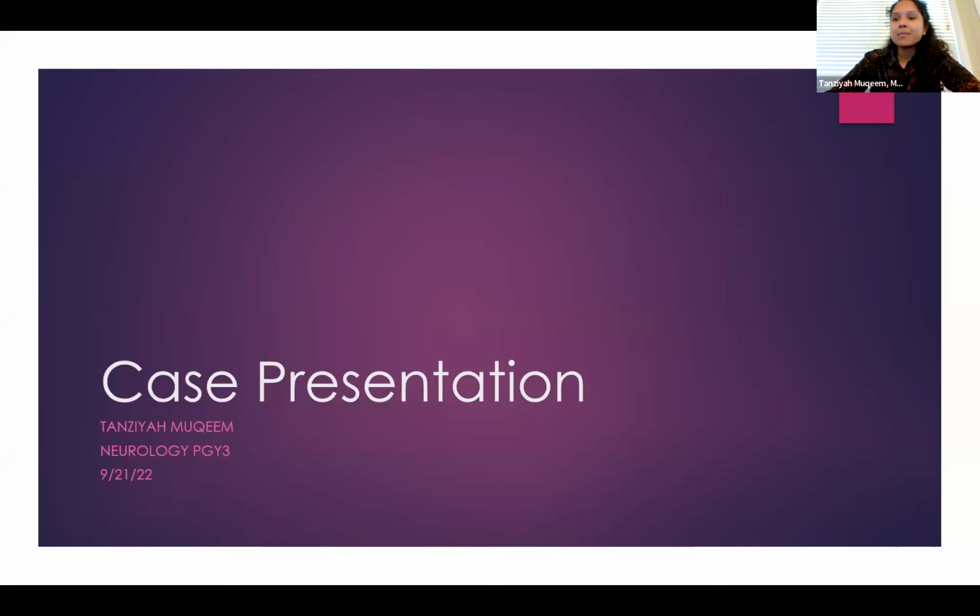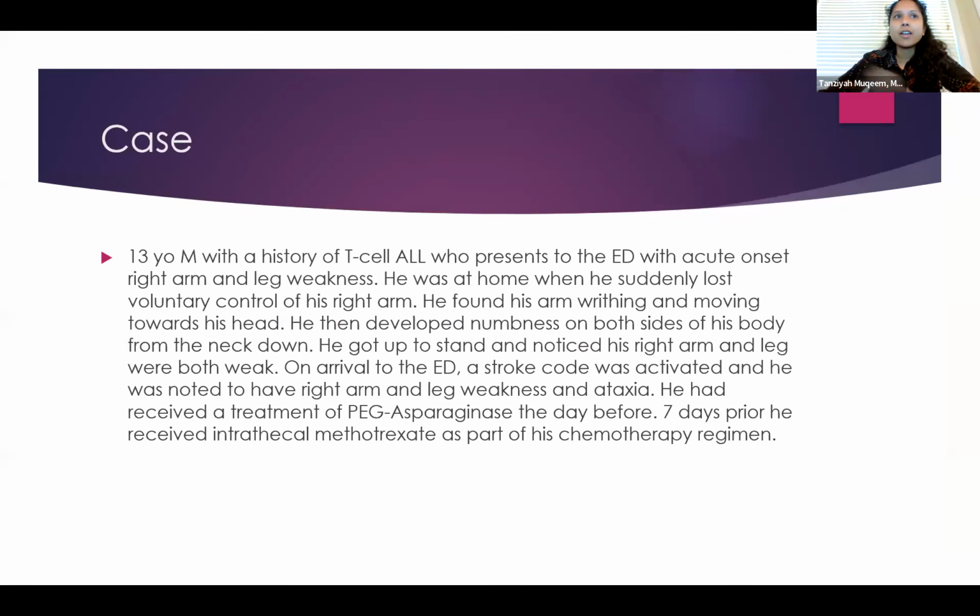Morning, everybody. Today I'm going to be presenting a case on a 13-year-old boy who had T-cell ALL. He presented to the emergency room with acute onset right arm and leg weakness, for which a stroke code was called, and that is how I and the JAR working with me ended up seeing the patient.